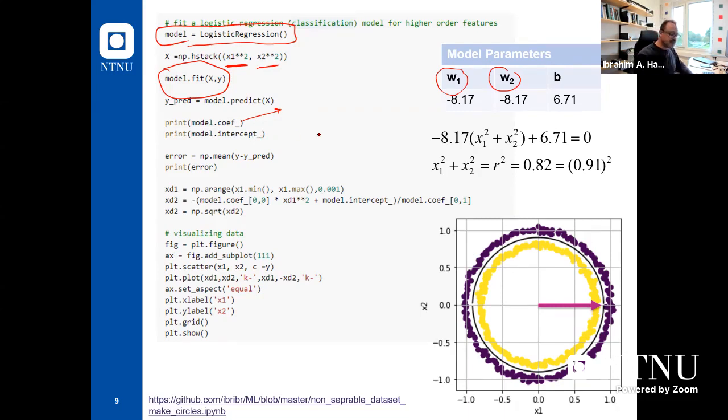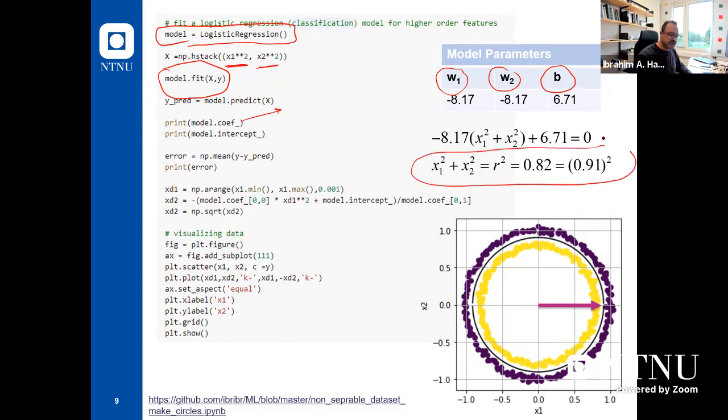And the intercept, in fact, when we print the intercept, we will get the value for b. So if we need to put it as an equation, it will be minus 8.17 times x1 squared plus x2 squared plus this number equals 0. So finally, the equation will be like this one.